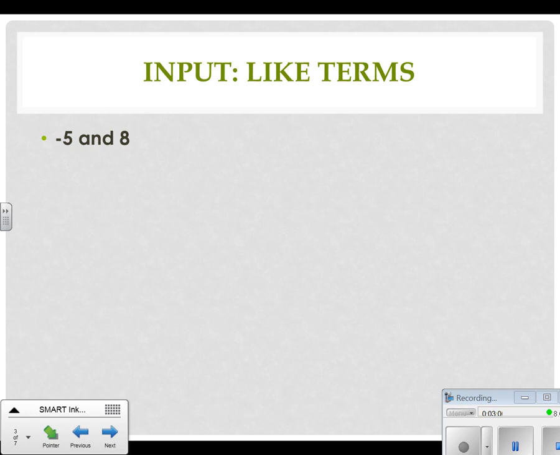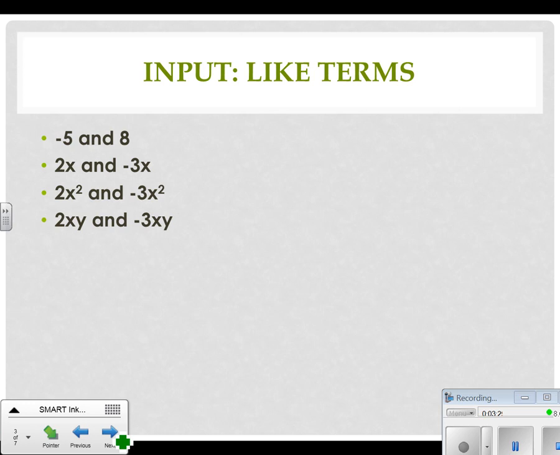Here are some more examples of what like terms would look like. -5 and 8 are like terms because they're both numbers, and 2 numbers you can combine by adding or subtracting. 2x and -3x are like terms because they both have an x. 2x squared and -3x squared are like terms because they both have an x squared. 2xy and -3xy are like terms because they both have xy. So in a problem, we could combine these examples by adding or subtracting.